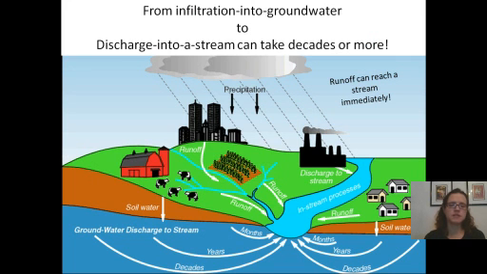After water does infiltrate into groundwater, it can take a long time for it to eventually enter a stream or a lake. It can take months or decades, so that water can be very old, whereas runoff over the surface of the land can very quickly reach a stream.